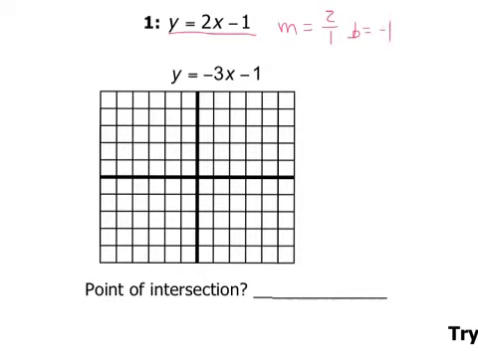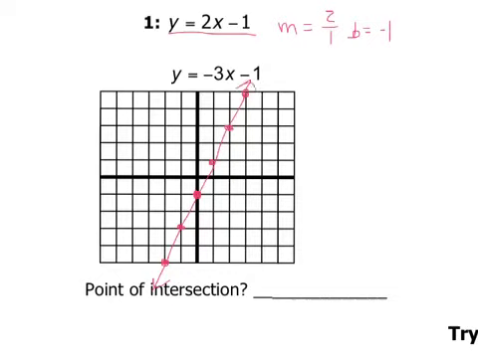So I'm down 1 on the y-axis. Slope is up 2 over 1. I can also go down 1 and left 1, or down 2 and left 1. So I put as many points on the graph as I can because hopefully one of those points will be the point of intersection. I go ahead and make my red line. So there's my first line.